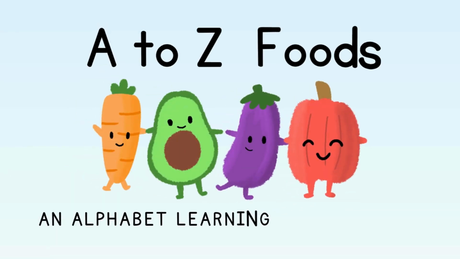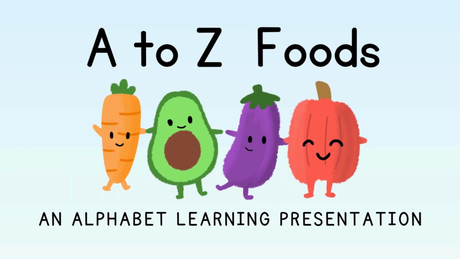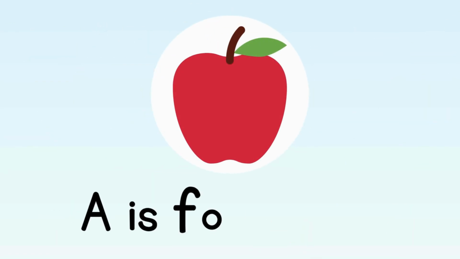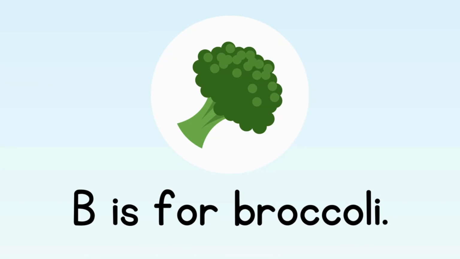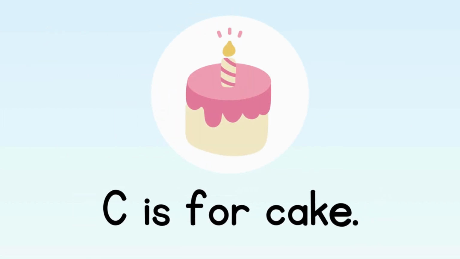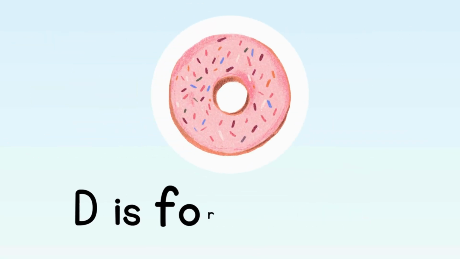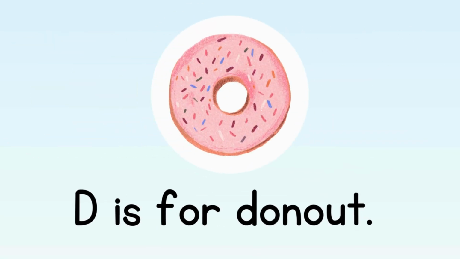An alphabet learning presentation. A to Z foods. A is for apple. B is for broccoli. C is for cake. D is for donut.